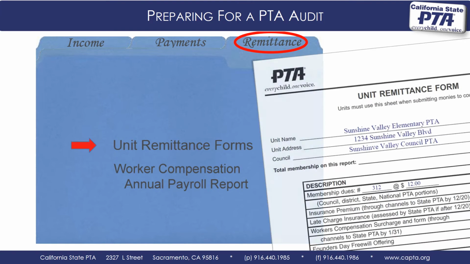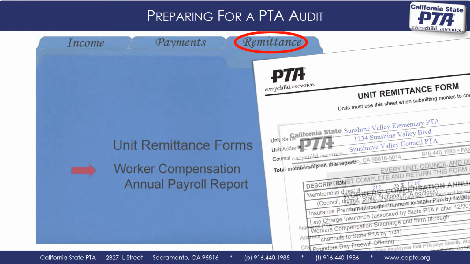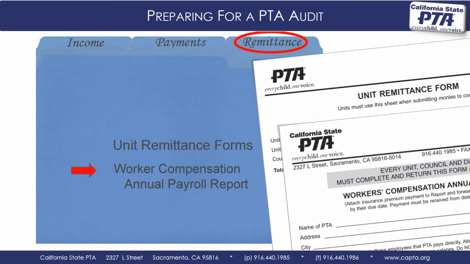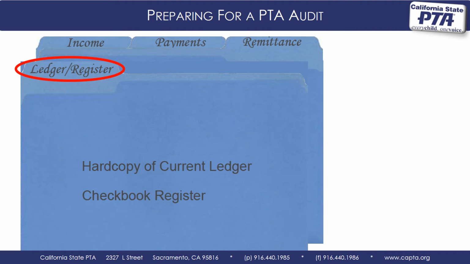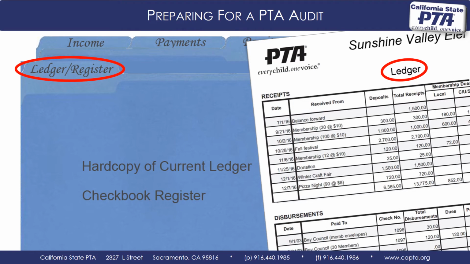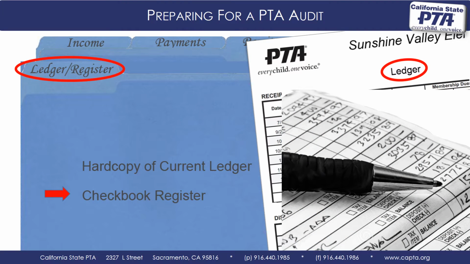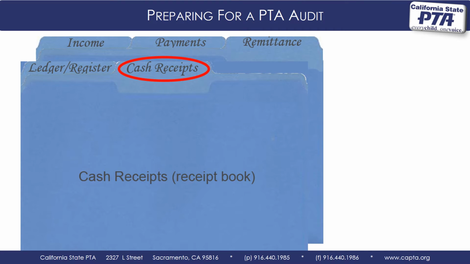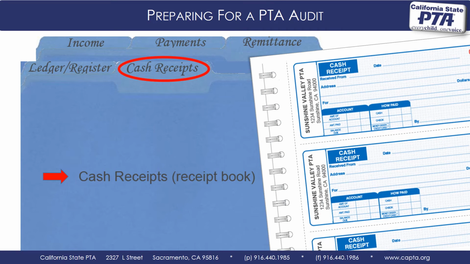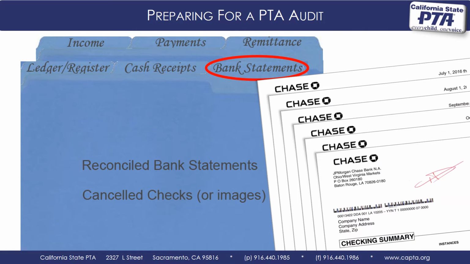In the remittance folder, place all unit remittance forms and workers' compensation annual payroll report forms. In the ledger register folder, place printed copies of the ledger and checkbook register. In the cash receipts folder, place copies of cash receipts. In the bank statements folder, place reconciled bank statements and canceled checks or images of canceled checks.